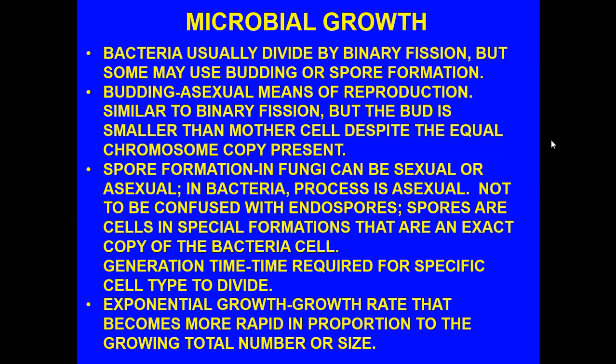When we talk about generation time, this is the time required for a specific cell type to divide. Let me give you a simple explanation of this by using E. coli. The generation time for E. coli is approximately 20 minutes. What does that mean? It means if you start at the top of the hour with one cell, at 20 minutes past, you're going to have two cells. At 40 minutes past, you're going to have four cells. And when you complete one full hour, you're going to have 8 cells.